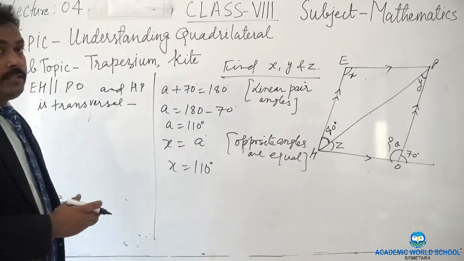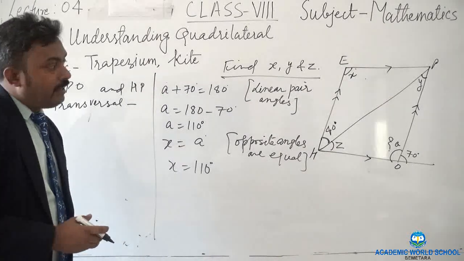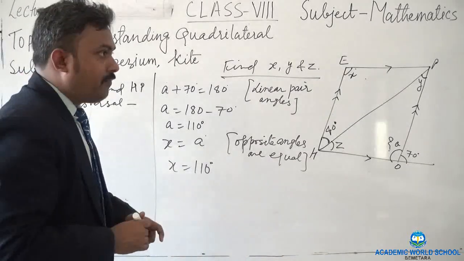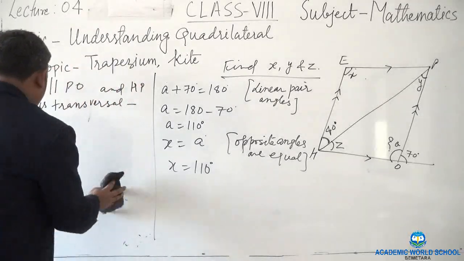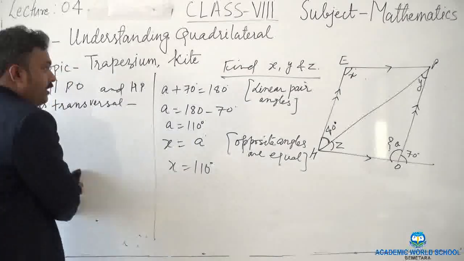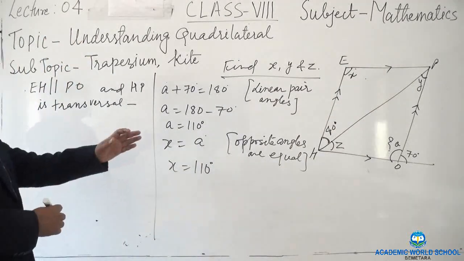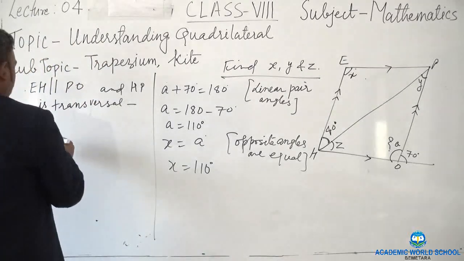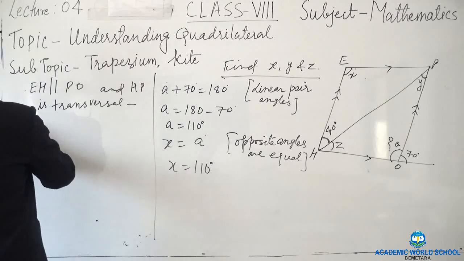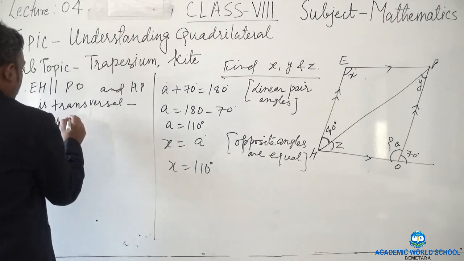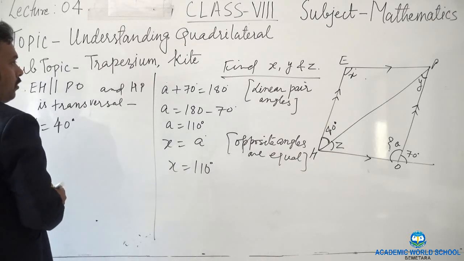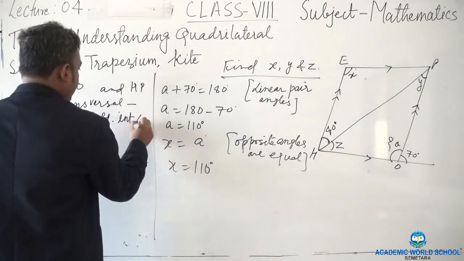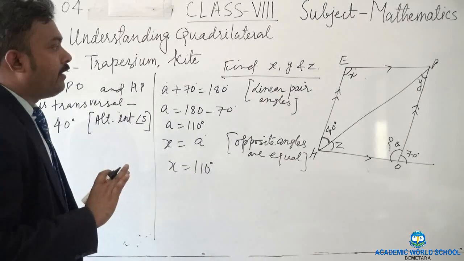They are making alternate interior angles, and we know that if lines are parallel, alternate interior angles are equal. So angle Y will be equal to 40 degree, because they are alternate interior angles.